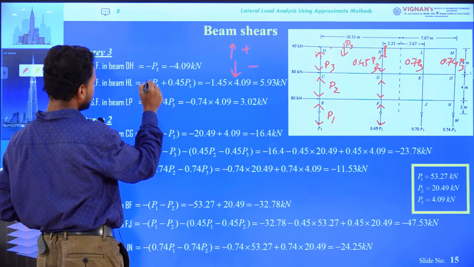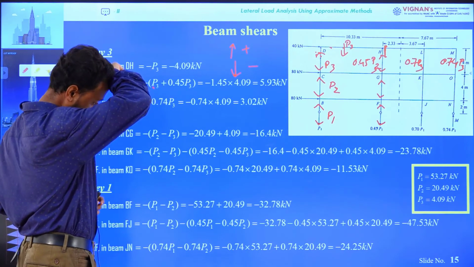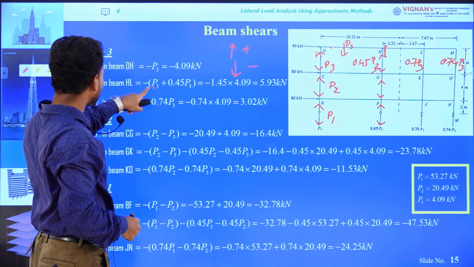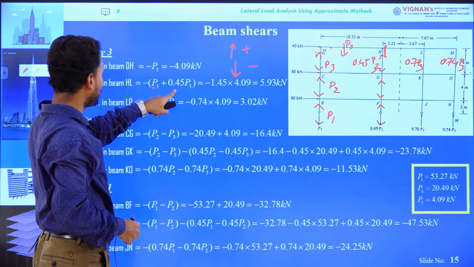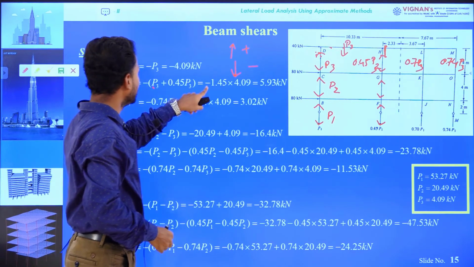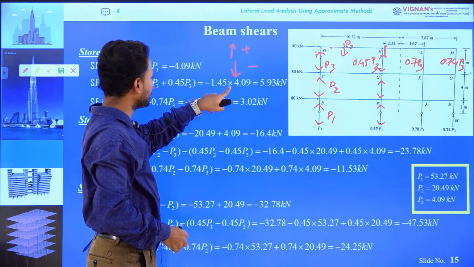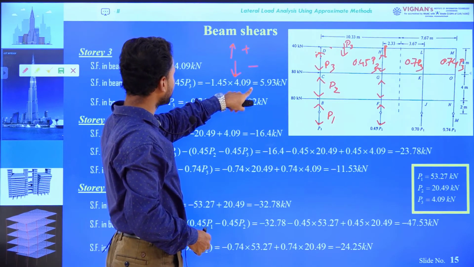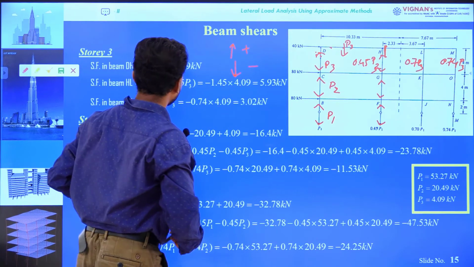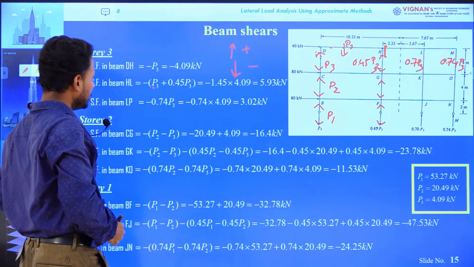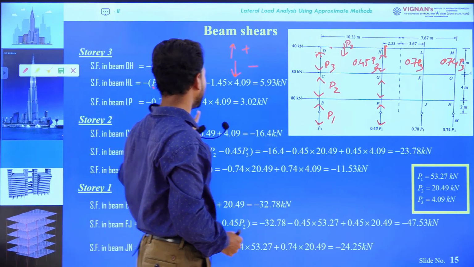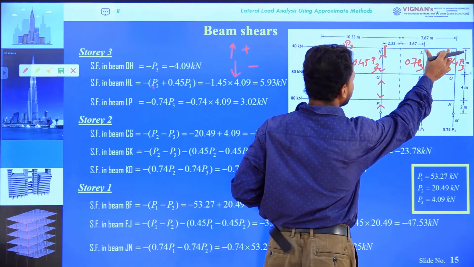Okay. So within bracket you can write minus of P3 plus 0.45 P3. So we get minus 1.45 into 4.09 equals 5.93 kilonewton, right. So in this way we can calculate the shear in the beam LM.